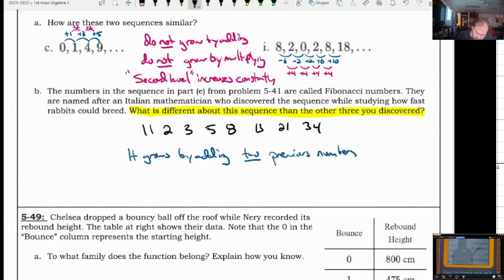Because if you didn't get this during class today, what you notice about the Fibonacci sequence is that 1 plus 1 is 2. And then 1 plus 2 is 3. And then 2 plus 3 is 5. And then 3 plus 5 is 8. And then 5 plus 8 is 13. You get this pattern where you add the 2 numbers together to get the next one. So you add the 2 previous numbers instead of just adding one thing to the next number.